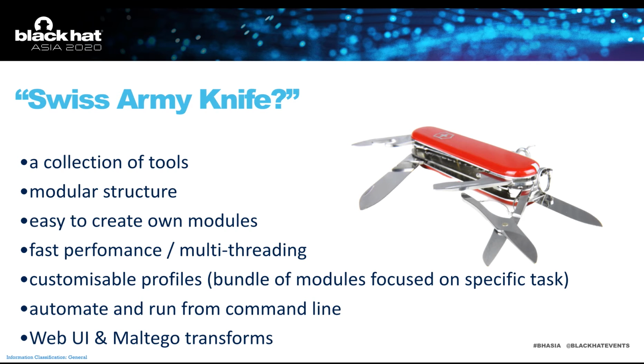So what is OWASP Nettacker? OWASP Nettacker is a kind of a Swiss Army knife tool. Just like a Swiss Army knife, OWASP Nettacker is a collection of tools. It has a modular structure. It has many modules, or Swiss Army knife blades. It's relatively easy to create your own modules if you wish so and write them in Python. It has fast performance using Python's multi-threading model. It has customizable profiles, which are bundles of modules focused on specific tasks. You can automate and run it from command line, and it also has a web UI and Maltego transforms.